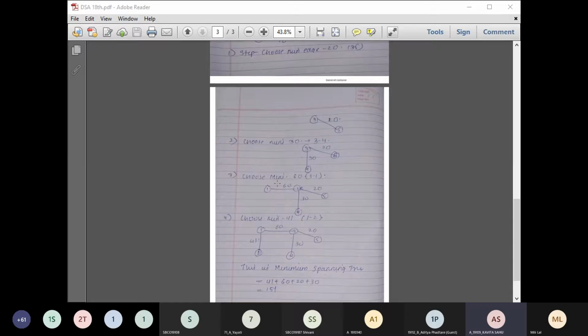And so on, I have chosen the next minimum edge, that is 60. And afterwards, I have selected 41. So in the same manner. And the sum of the edges is 41 plus 60 plus 20 plus 30, that is 151. Okay. Did you all get the total path as 151?